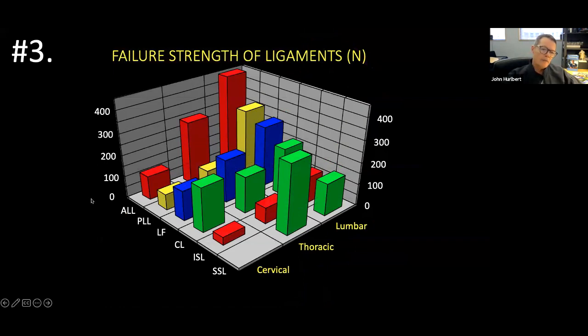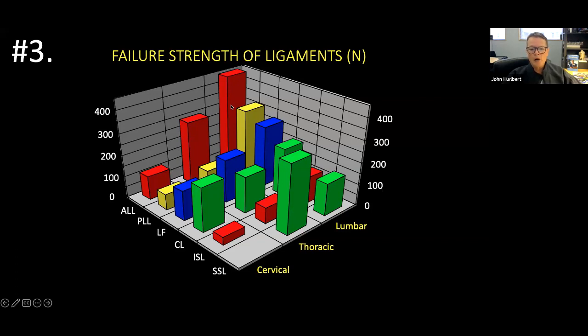On this diagram, on the vertical axis, are the newtons required to cause a particular ligament to fail, from 0 all the way up to 400. On this axis, we have the anterior longitudinal ligament, posterior longitudinal ligament, ligamentum flavum, the capsular facet ligaments, interspinous ligaments, and the supraspinous ligament. You can see through cervical, thoracic, and lumbar, there's a heterogeneity to the strength that the ligaments have before they fail.